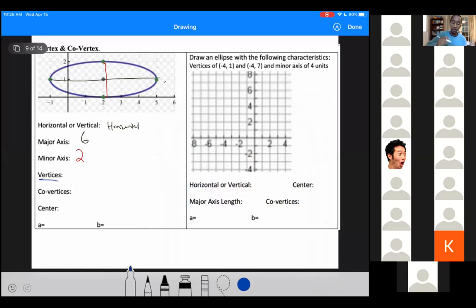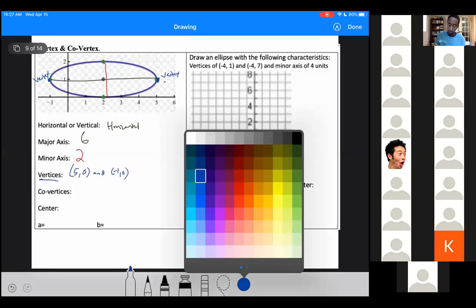So a vertex is at the edge of the major axis, a point that lies on the ellipse. So this right here is a vertex, and this right here is a vertex. Together, plural, they are called vertices. So vertices are at the ends of the major axis, the bigger axis. Those would just be ordered pairs. So the vertices are 5, 0 and negative 1, 0.